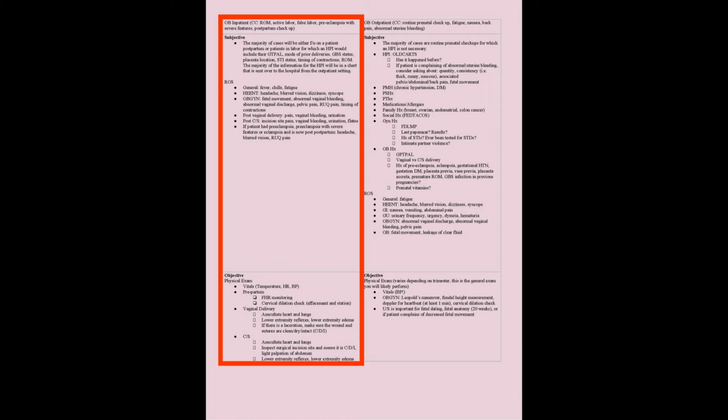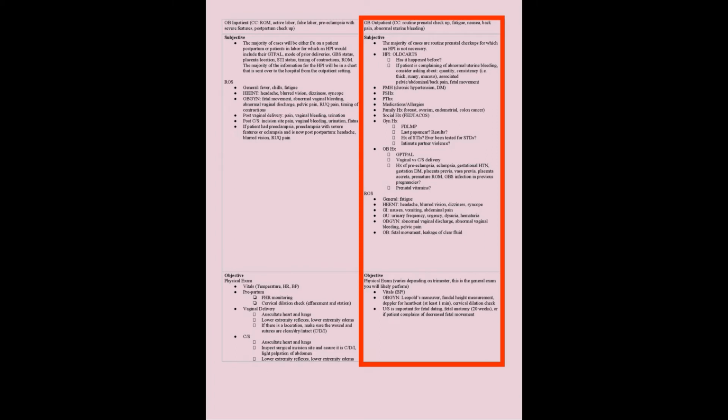For vaginal delivery physical exams, this is post-vaginal delivery. You're always going to auscultate the heart and lungs. You're going to do lower extremity reflexes and check for edema, and then if there's a vaginal laceration, just make sure that the wound and sutures are clean, dry, and intact. For cesarean sections, you're going to do the same thing: auscultate heart and lungs, inspect the surgical incision site to make sure it's clean, dry, and intact, and then palpate lightly around the surgical incision site, as well as check for lower extremity reflexes and any edema. The reason you do reflexes is to make sure that if they were given magnesium, they were not toxic and hyperreflexive.